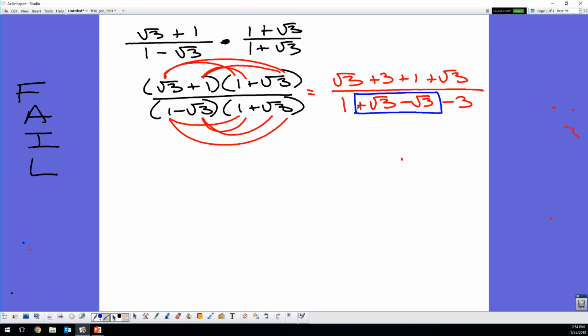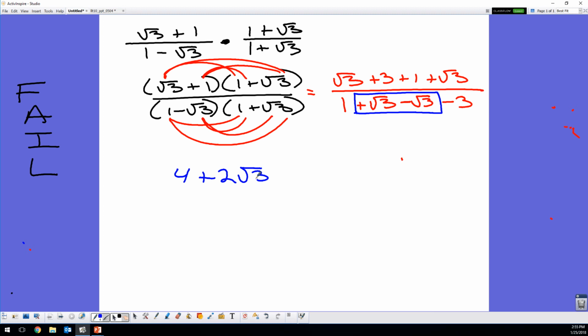So now I'm going to be left with what's on top. I'm going to start with my constants. So 3 and 1 gives me 4. Very good. And how many radical 3's do I have? 2. So I'm going to write 2 rad 3. If I was to multiply them together, that would be squared. But since I'm just adding them, I'm treating them like variables. They just tell me how many of those I have. So I have 2 rad 3's.